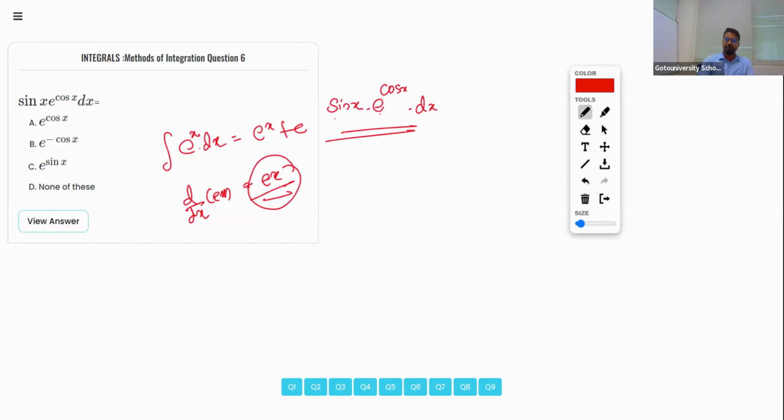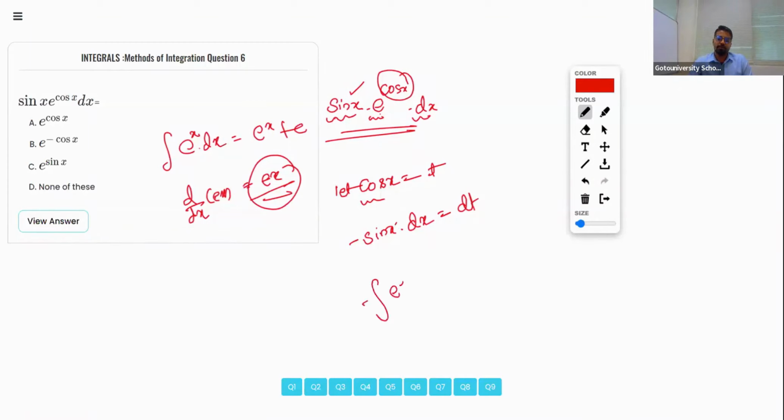So what we can do is keep the exponential function, but we replace the variable part of this with t. Let cos x is equal to t. Now when you differentiate, you get minus sin x dx is equal to dt. Now what happens to my problem here is, sin x dx should be equal to minus dt, and e power cos x will become e power t. So my problem becomes e power t into dt with a negative sign, right? And that is going to be e power t plus c with a minus sign.